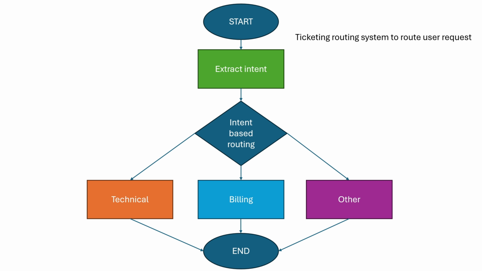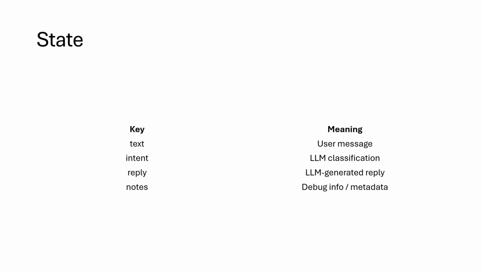Here's what we are going to build today. It's a simple ticket routing system where the user sends a query and we extract that intent and then route it to one of the nodes where further actions are taken, and then at the end we send the response to the user. So this is our shared state.